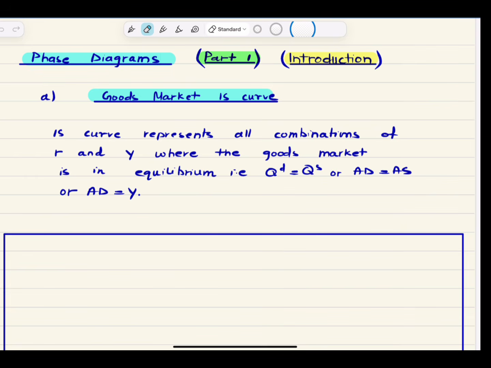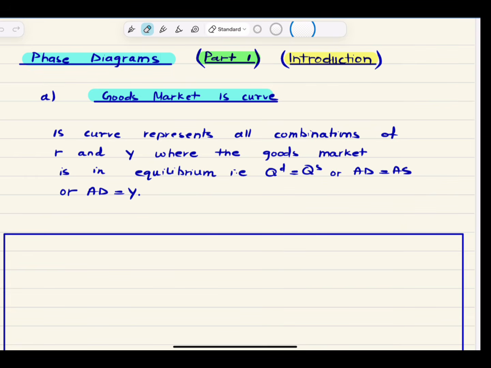So let's begin. I've already written out the definition of the IS curve, which is that the IS curve represents all combinations of interest rate and output where the goods market is in equilibrium. So over here we're talking about the Keynesian cross diagram, where the goods market is in equilibrium, where the aggregate expenditure line intersects the 45-degree line. This is where supply equals demand, or aggregate demand equals aggregate supply, or simply aggregate demand equals output.